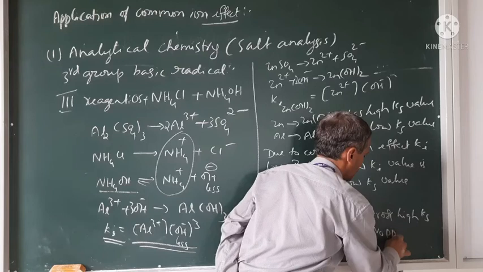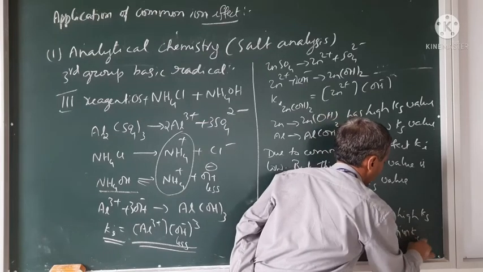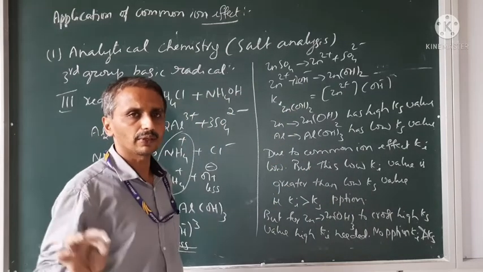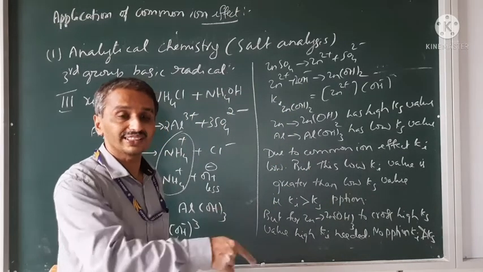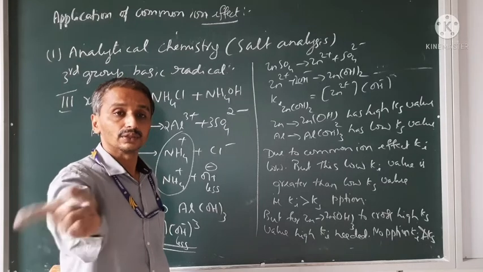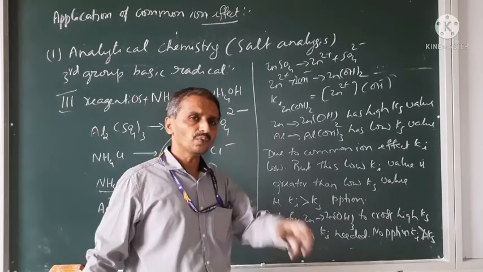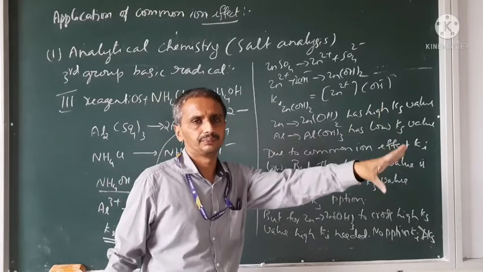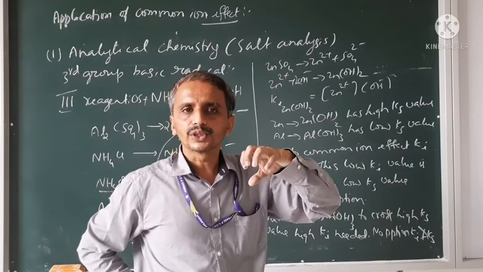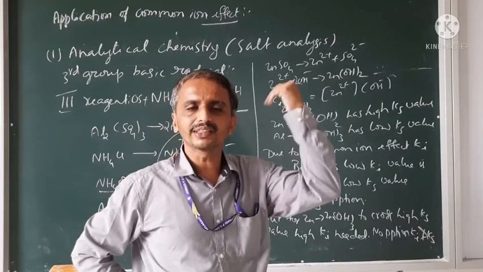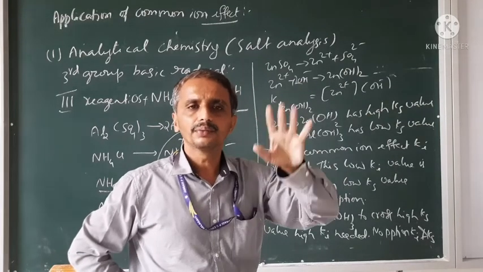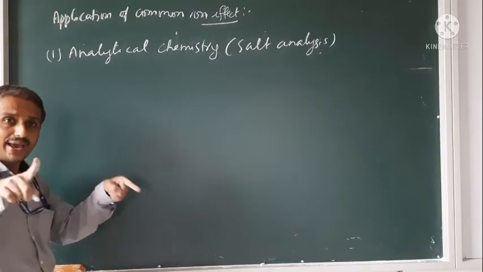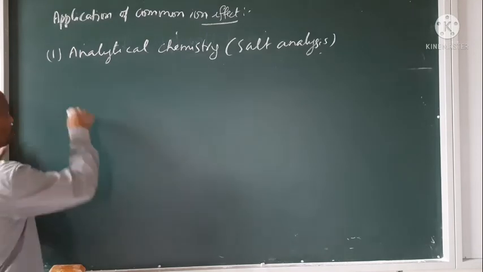No precipitation occurs because Ki cannot cross the Ks value. Important, note it properly. For which? Only for the zinc or the barium, not for aluminium. Aluminium will have the low Ks value as aluminium hydroxide. And remember, the solubility product of aluminium as aluminium sulfate is different from that of aluminium hydroxide. Different values are there.